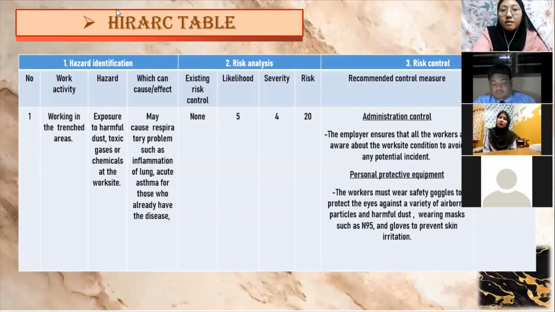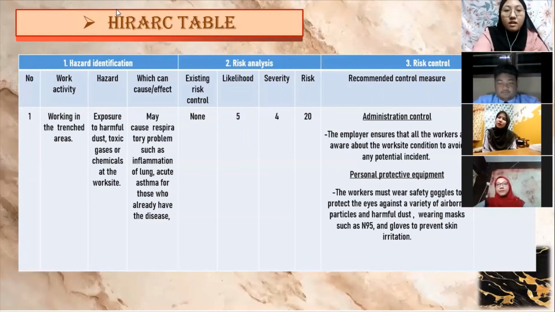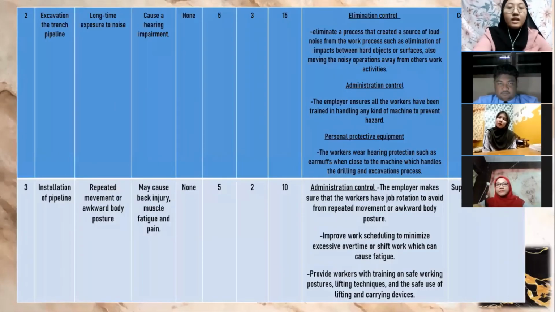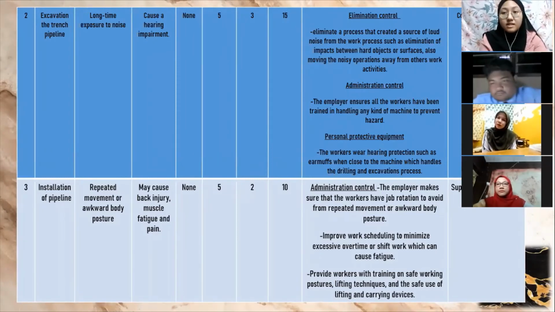For the second point in the hierarchy table is evacuation, the trench pipeline. The hazard is long time exposure to noise, causing hearing impairment. There is no existing control measure, and 5 multiplied by 3 gives 15 as the risk level for the hazard. And the recommended control measure is elimination control.